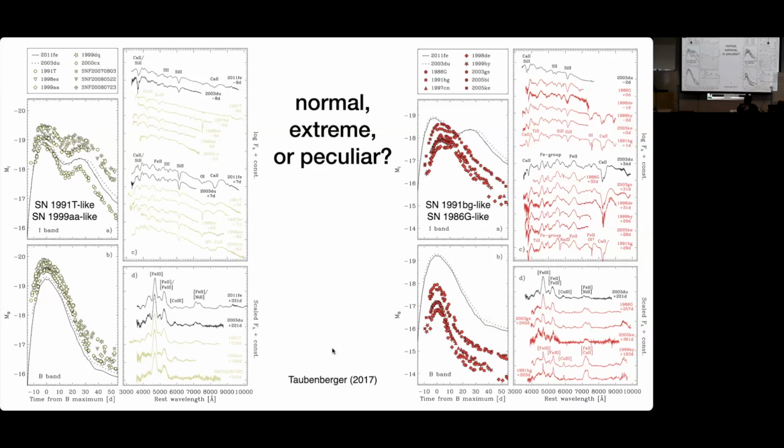So I think on the open questions, the 91T-likes have broader light curves and are more luminous. The 91BG-likes have narrower light curves, are less luminous, and have different spectral features, et cetera. 91T ones are hotter, 91BG ones are cooler.